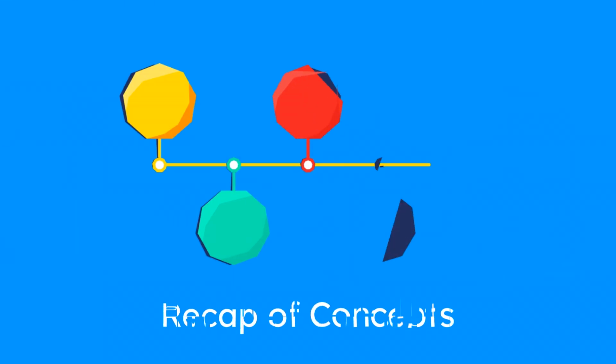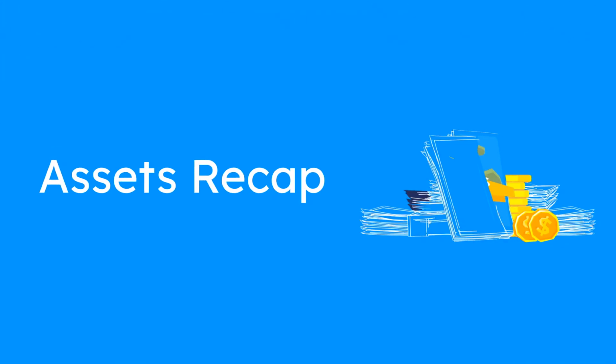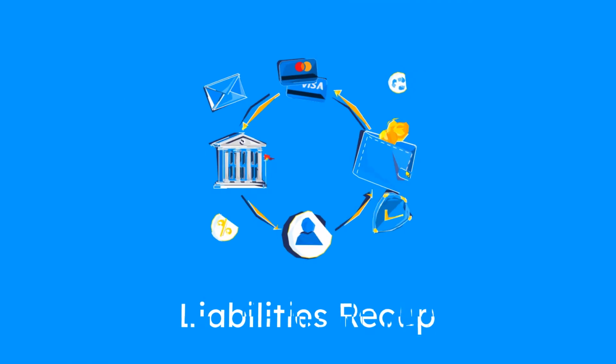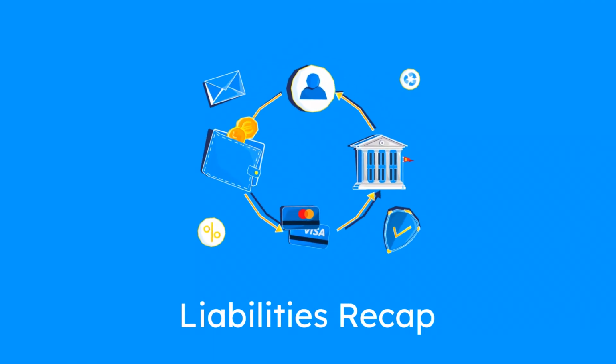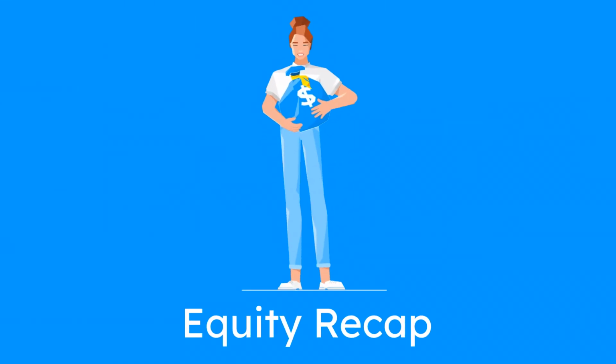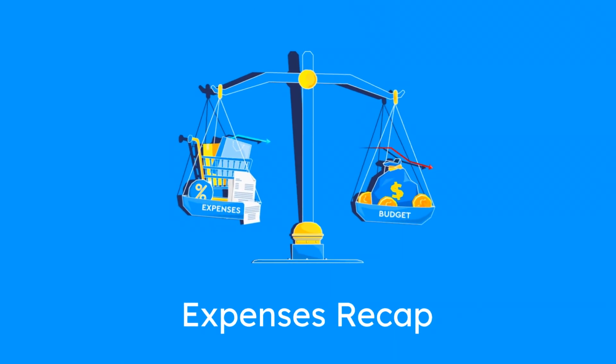Quick recap. Assets, what the company owns: debit to increase, credit to decrease. Liabilities, what the company owes: credit to increase, debit to decrease. Equity, owner's stake in the company: credit to increase, debit to decrease. Revenue, income earned: credit to increase. Expenses, costs incurred: debit to increase.